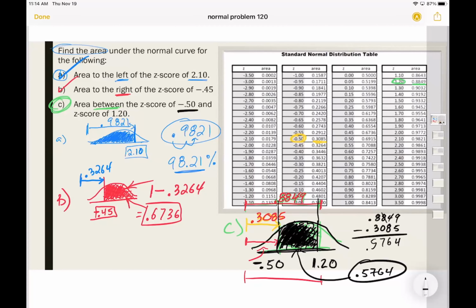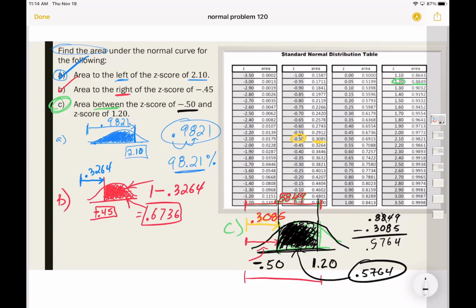The area to the right, a little bit shaky, but it's not that bad. You just take 1 minus whatever is in the chart. And the area in between is a little bit more to do, but all you need to do is take the higher percentage, the bigger area, minus the smaller area to find the area in between.